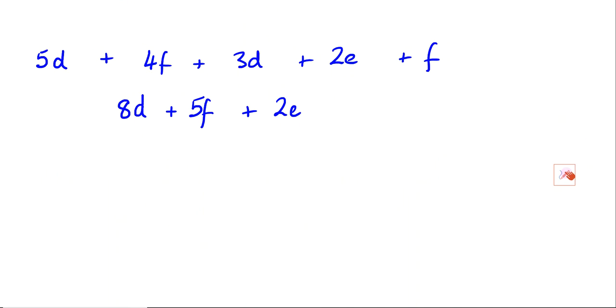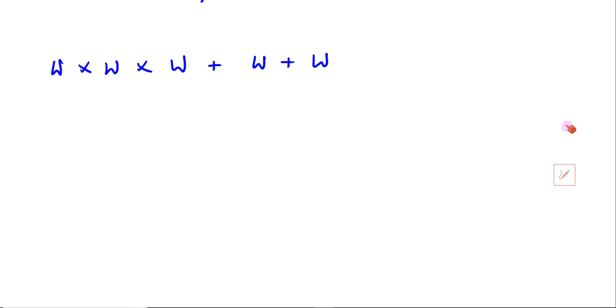Let's just check with W times W times W plus W plus W. Just have a moment, double check your thinking. Go on then, Thomas. W to the power of 2 plus 2. Yeah, good. So we have to separate the multiplication and addition.